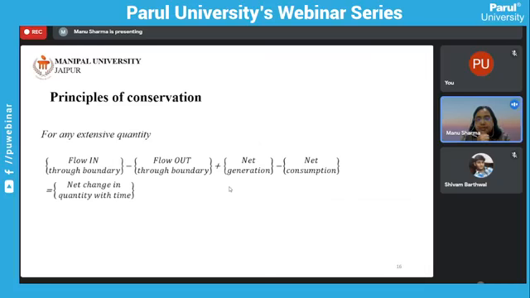If there is no generation, then whatever is going into the system should be related with the output of the process. The basic statement for the principles of conservation is: flow in through the system boundary minus flow out plus net generation minus net consumption is equal to the change in the quantity with time. In case of a steady state model, the last term, the net change in quantity with time, will be equated to zero, and you are left with flow in through the boundary, flow out through the boundary, and net generation or consumption. This is the basic conservation statement on which the three different balances, mass, momentum, and energy, are based.